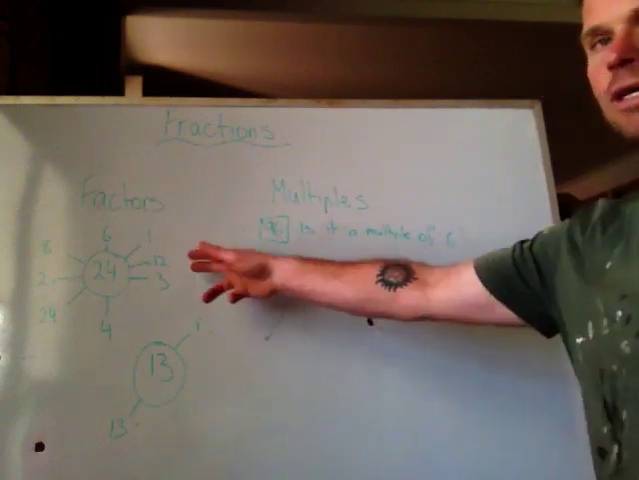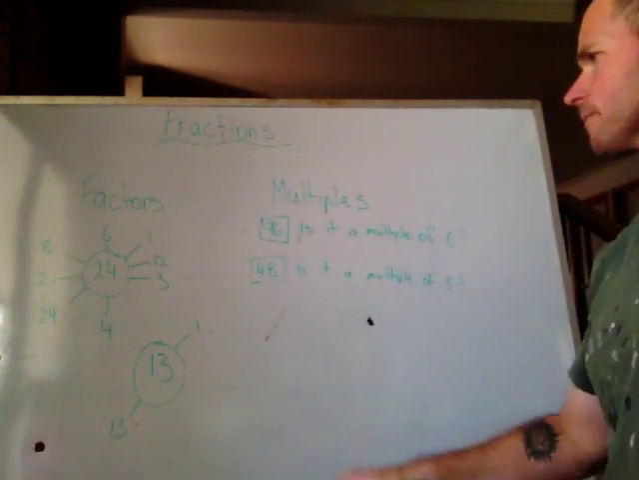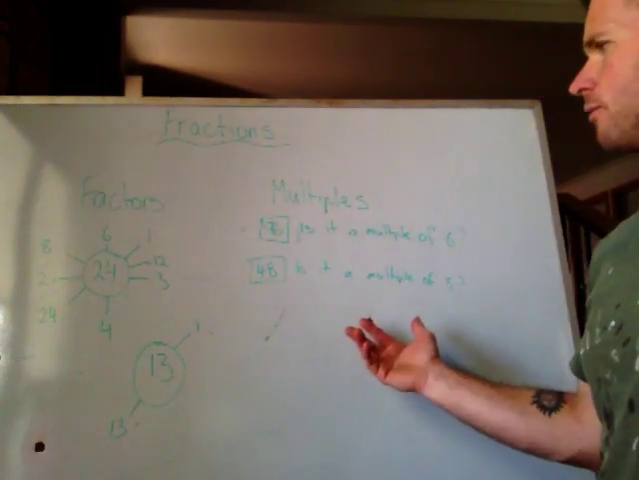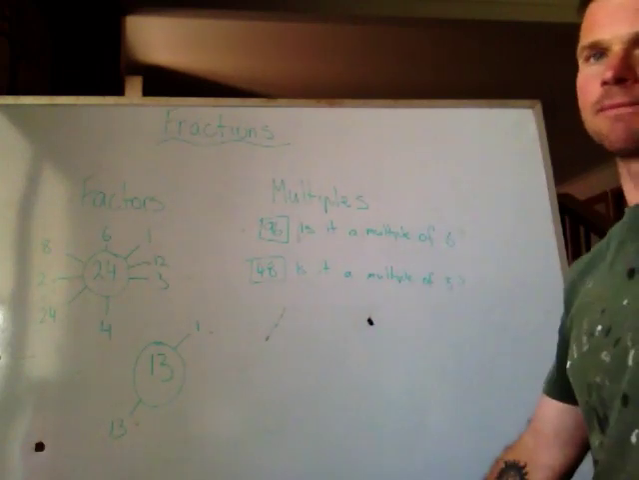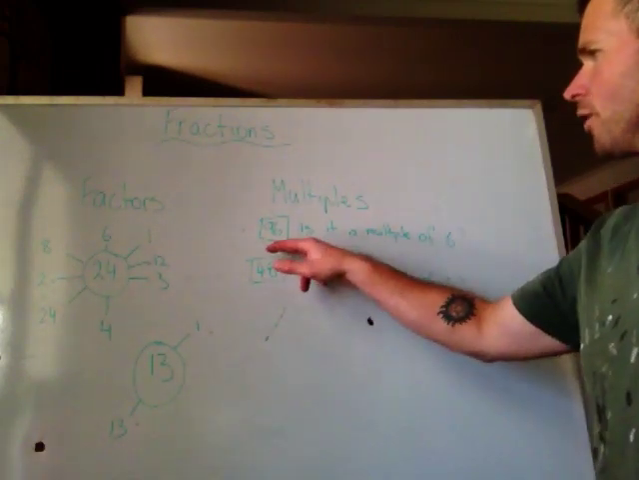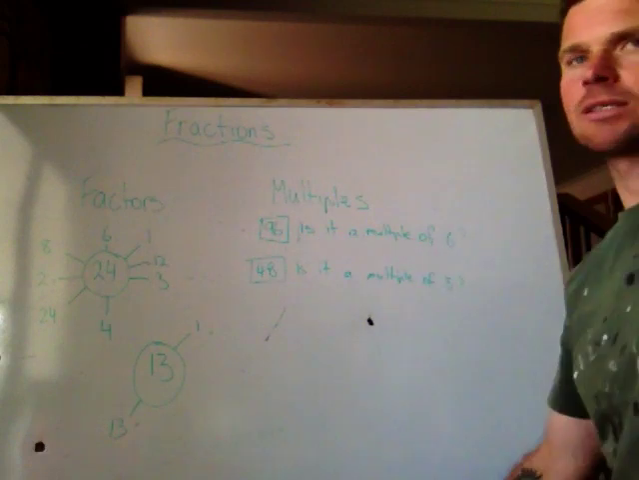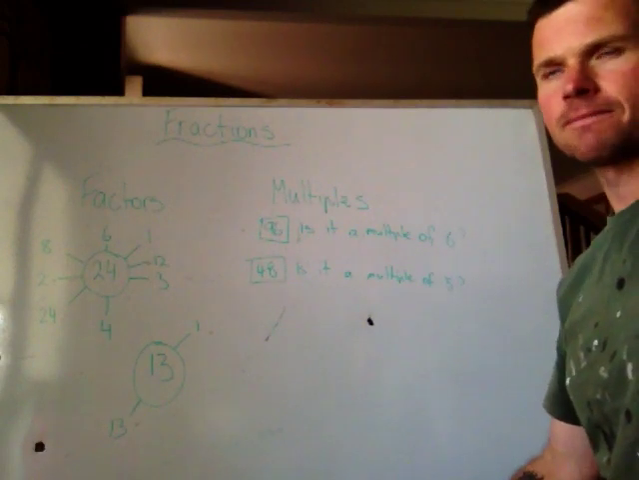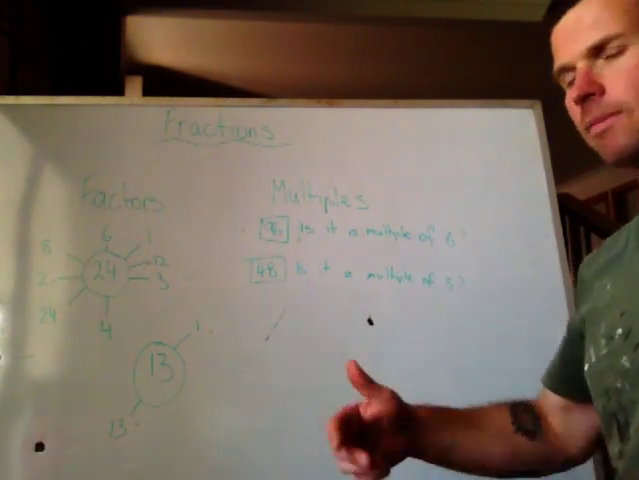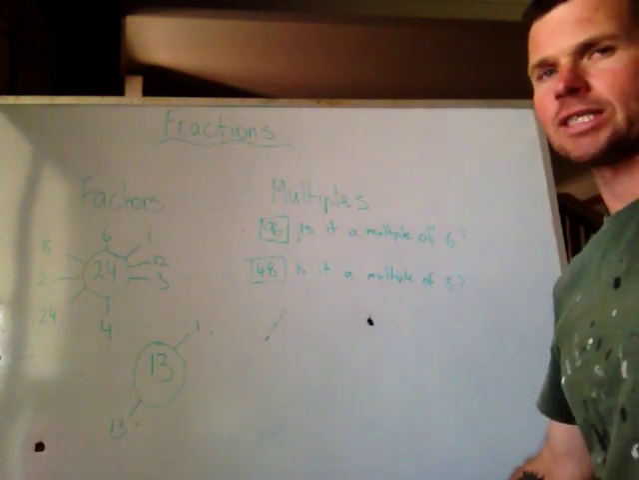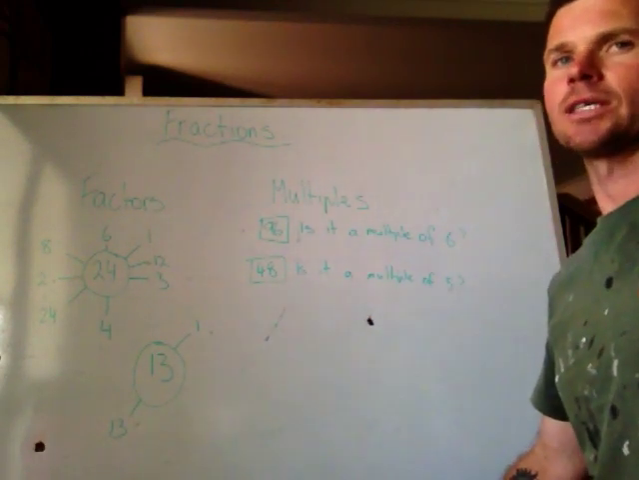Multiples, same theory. You need to be able to know multiples. Basically, multiples is skip counting. So 96, is it a multiple of 6? If I start at 6 and I skip count, keep going by 6s till I get to 96, will I land on 96?